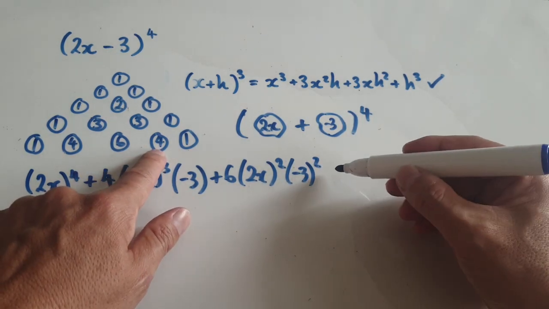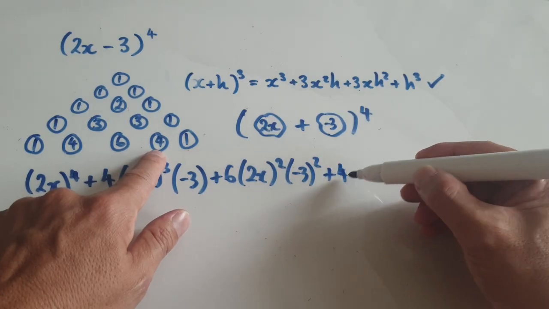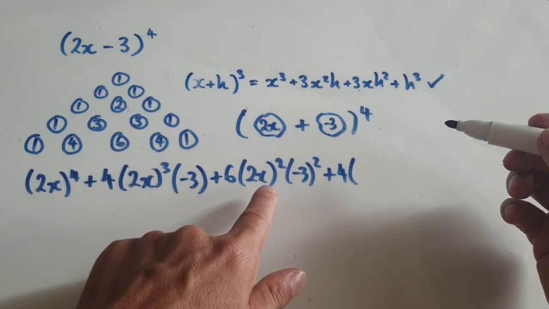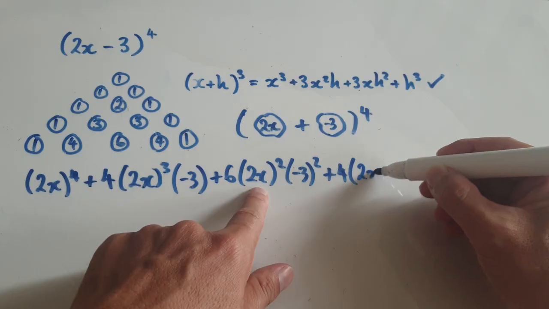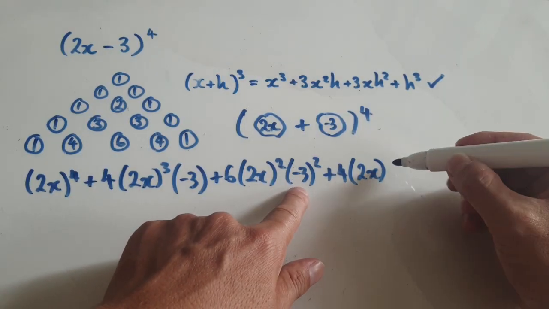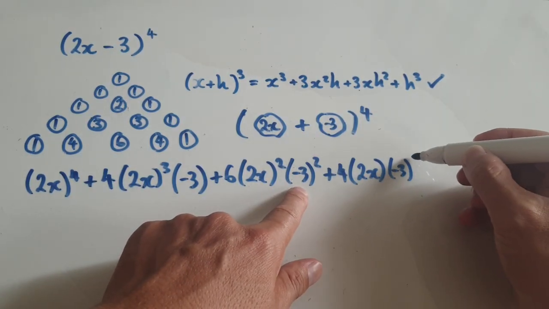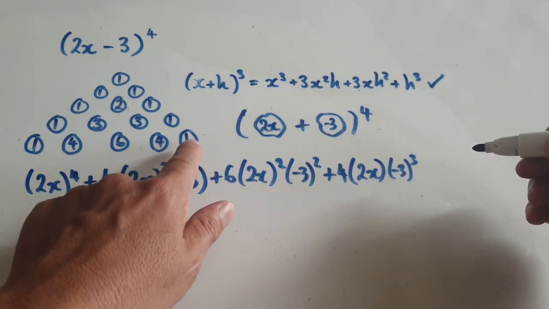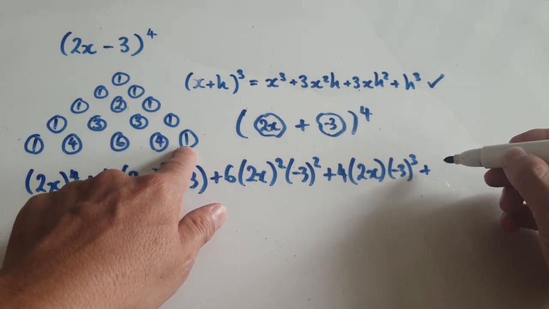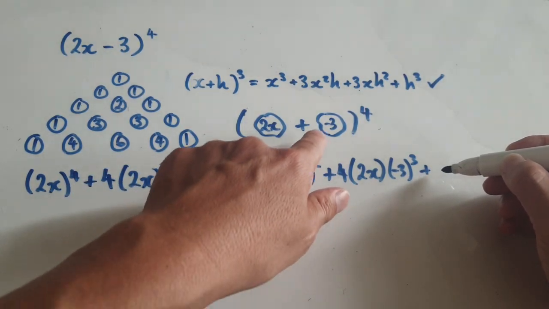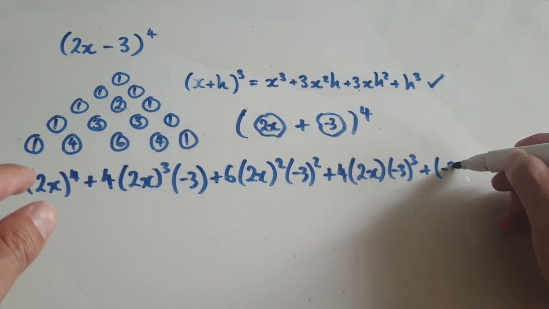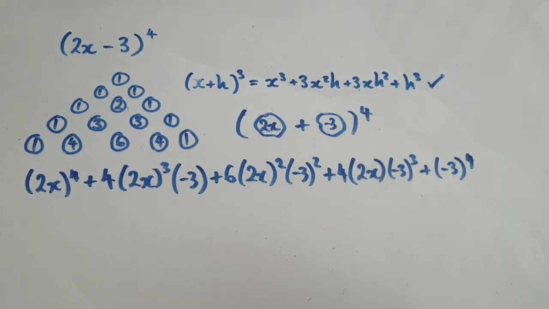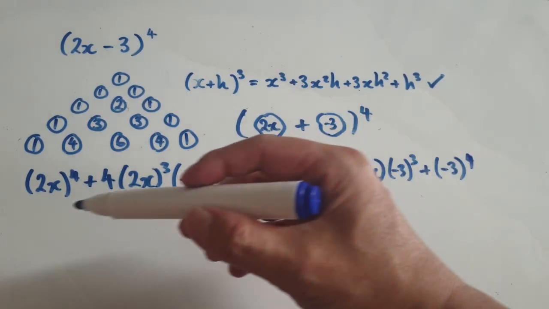Next coefficient will be 4 plus 4. And then this thing goes down by 1. And then this thing goes up by 1. The last coefficient will be 1 plus 1. And then it would be this thing to the power of 4. So now it's just a matter of cleaning this whole thing up.